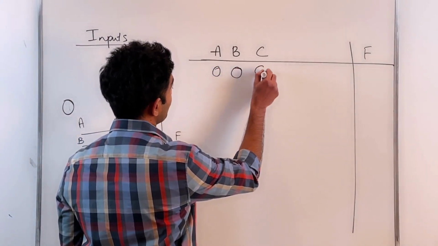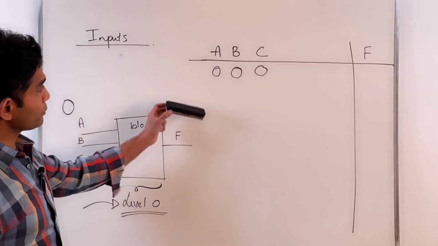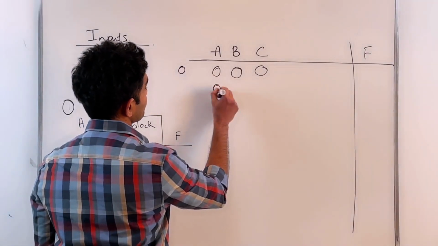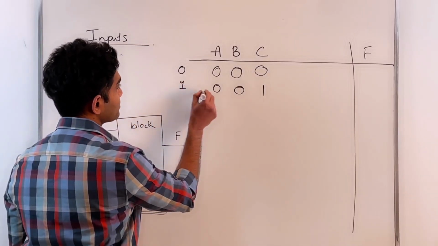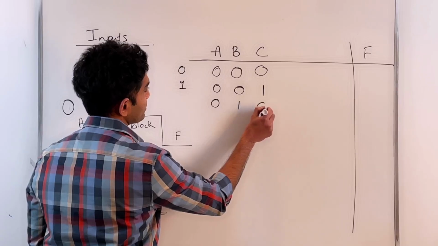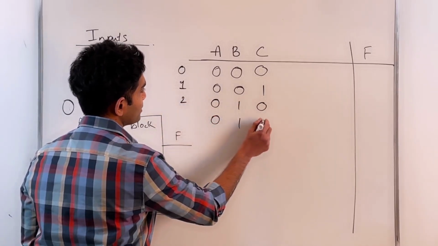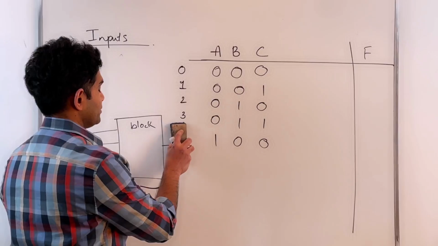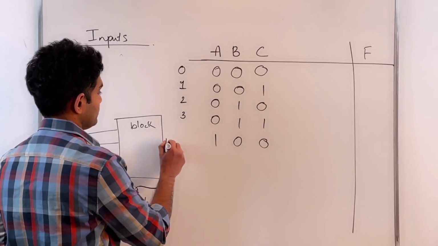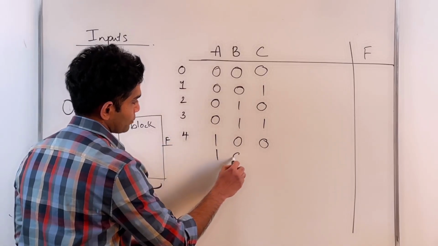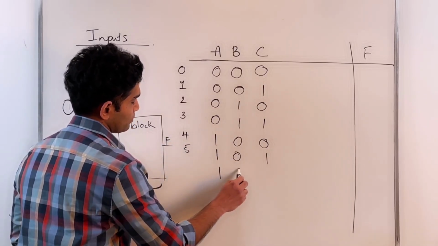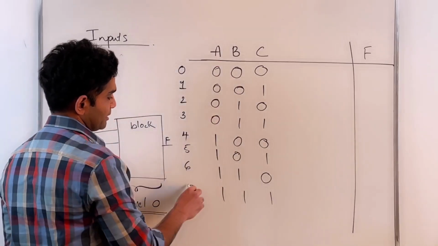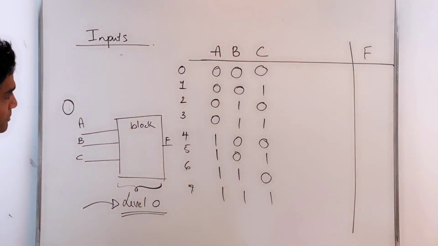I will always follow this order, the numerical order. So 0, 0, 0 is basically the binary value 0. 0, 0, 1, the binary value of 1. 0, 1, 0, the binary value is 2. 0, 1, 1 is 3. 1, 0, 0 is 4. 1, 0, 1 is 5. 1, 1, 0 is 6. 1, 1, 1 is 7. So I have basically 8 combinations, 0 through 7.